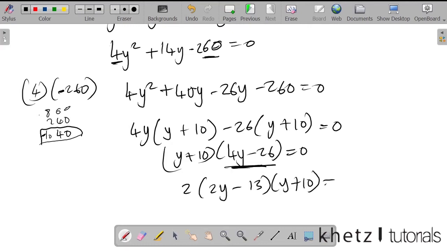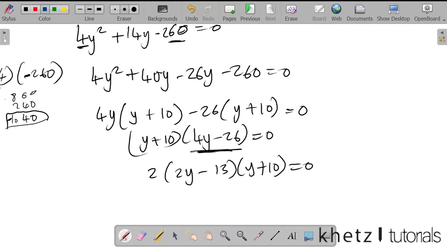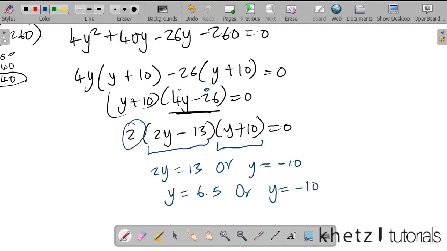So when you factorize, your aim is to always make sure that the final bracket does not have common terms. So here the common term is 2, right? And that is why we factored out this 2 over here, so that the brackets don't have anything in common and you can't simplify them any further, right? So in the end, you'll see that your 2y is equal to 13, or your y is equal to negative 10. So you're going to have your y equal to 6.5, or you're going to have your y equal to negative 10.